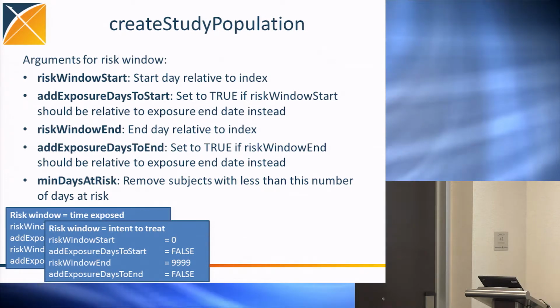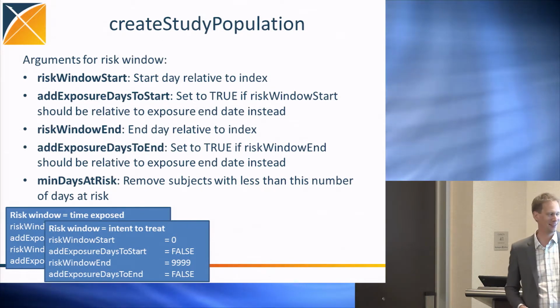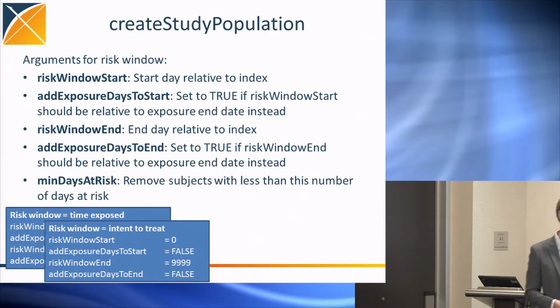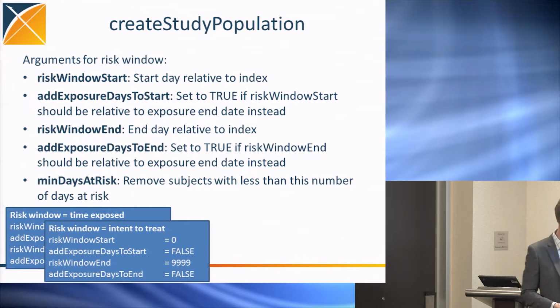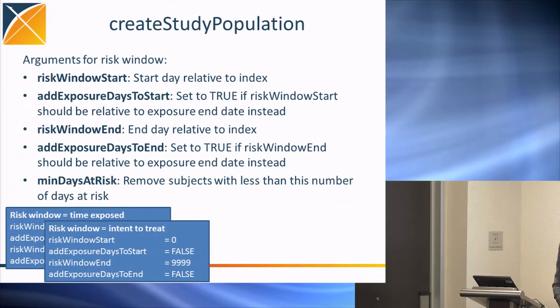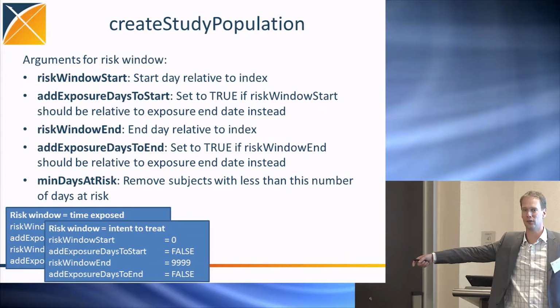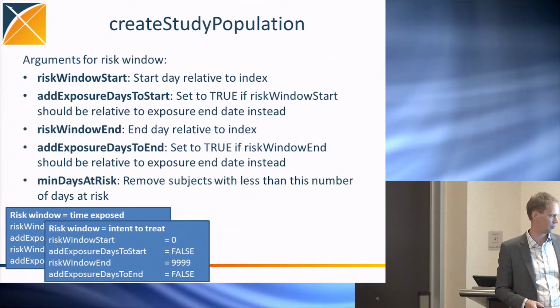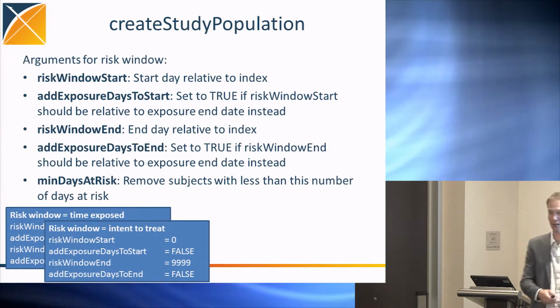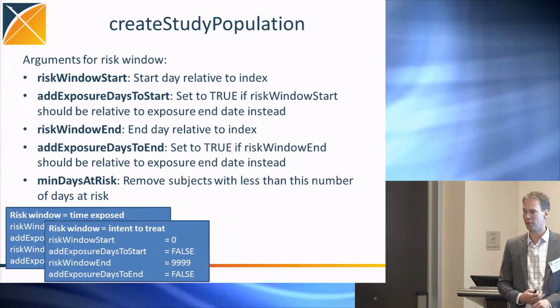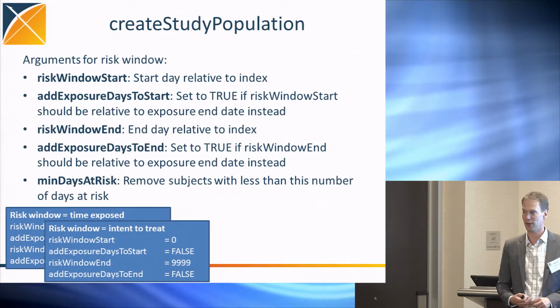Risk window end is a really large number, I don't know how many years, but maybe you want to add a nine there. And add exposure days to end really doesn't matter anymore, because you're just always going to go on until the end of observation for that person. So that's how you specify an intent to treat: it just starts on the index date and goes on until you have no more observation time for that person.